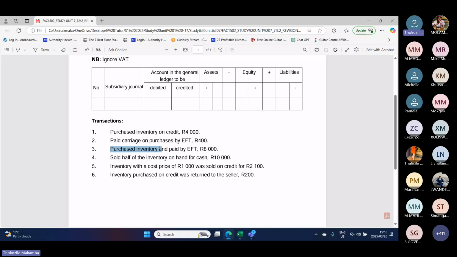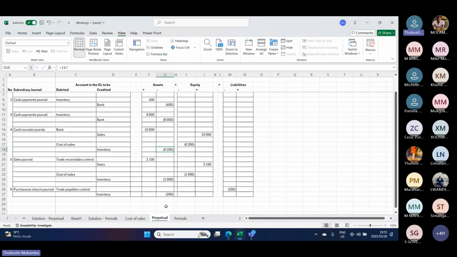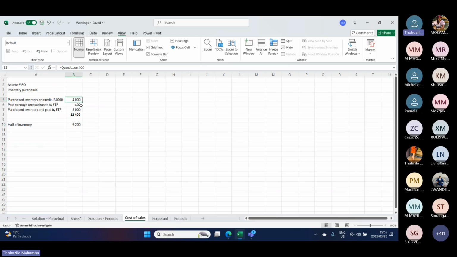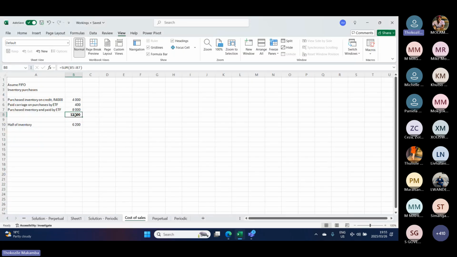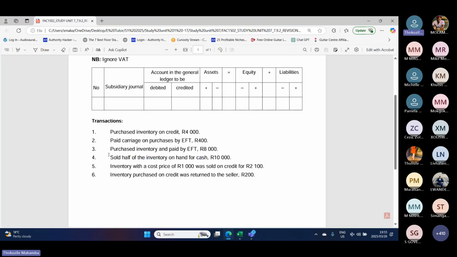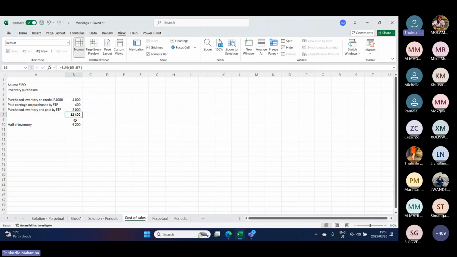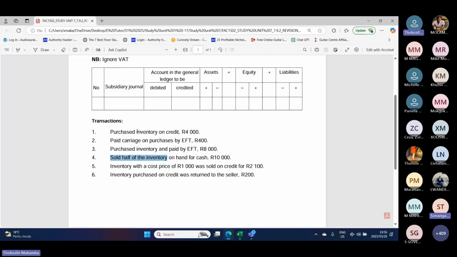We then purchased more inventory and we paid 8,000 rand. So 4,400 plus 8,000 is 12,400, which is what we have here. 4,000 plus 400 plus 8,000 is 12,400. So we know at this point we're sitting with inventory of 12,400. And then it tells us we sold half of this inventory. Crystal clear. Cool. So that's how we get that. Thanks. Cool.